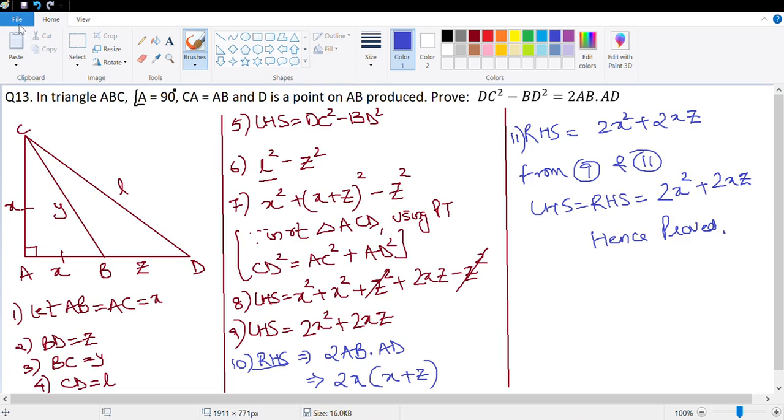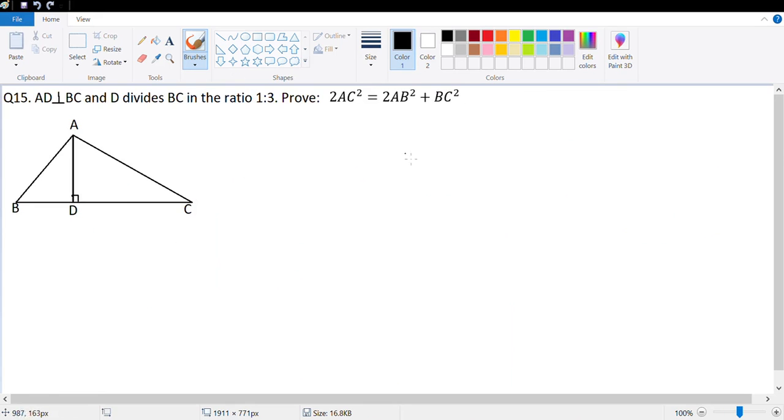The next question that we do is question number 15. So question number 15 says, in the following figure, AD is perpendicular to BC. Already shown, D divides BC in the ratio 1:3, which means if BD is x, then CD is 3x. That's fine, that's what the question means. And we need to prove 2AC square is equal to 2AB square plus something. Let's take variables, so let this be H, let this be L, and let this be M.